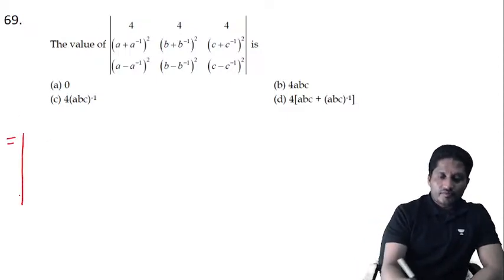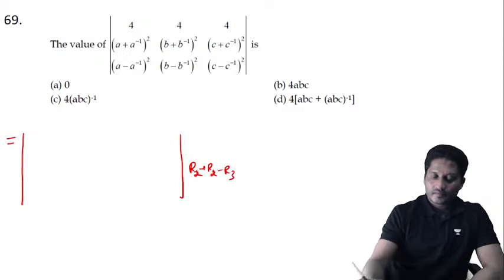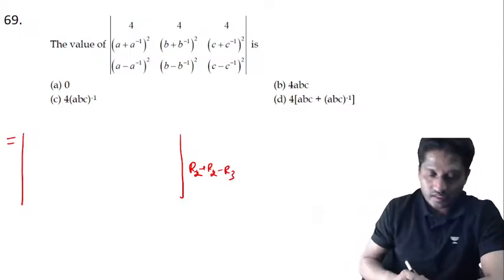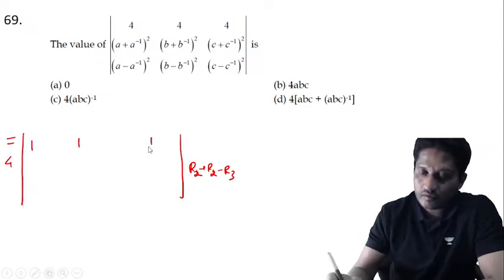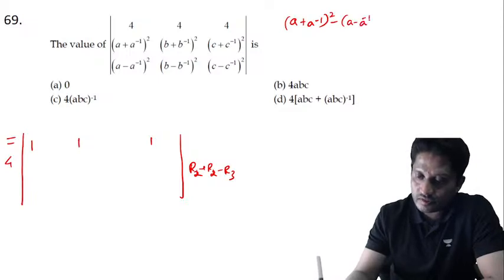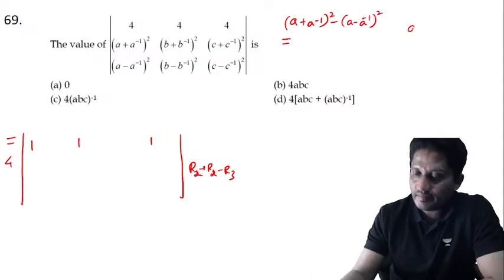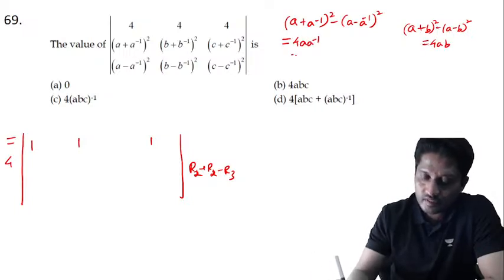You get determinant of, change R1 to R1, change R2 to R2 minus R3. If I change R2 to R2 minus R3, this 4 I'll take outside, this is 1, 1, 1. R2 minus R3, if I subtract, you get A plus A inverse the whole square minus of A minus A inverse the whole square. A plus B the whole square minus of A minus B the whole square is equal to 4AB. You get 4A into A inverse, which is equal to 4 only.